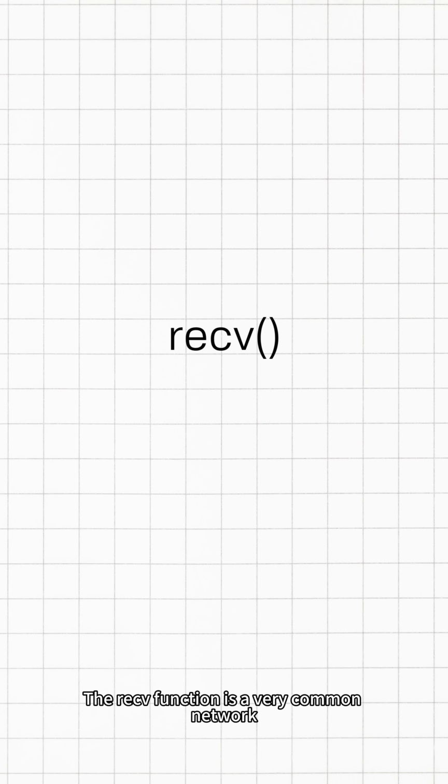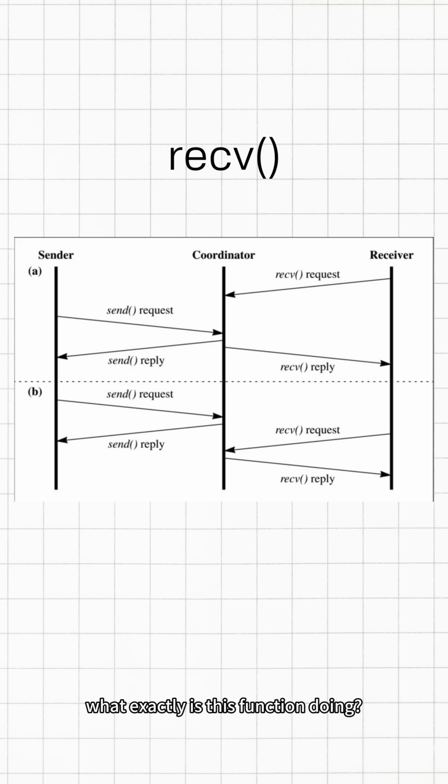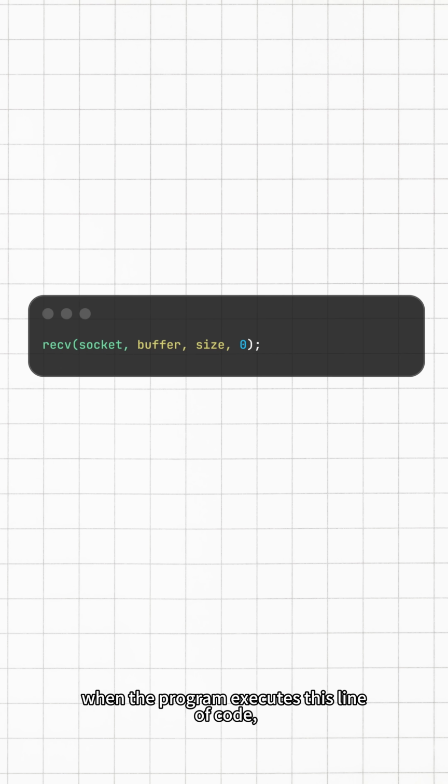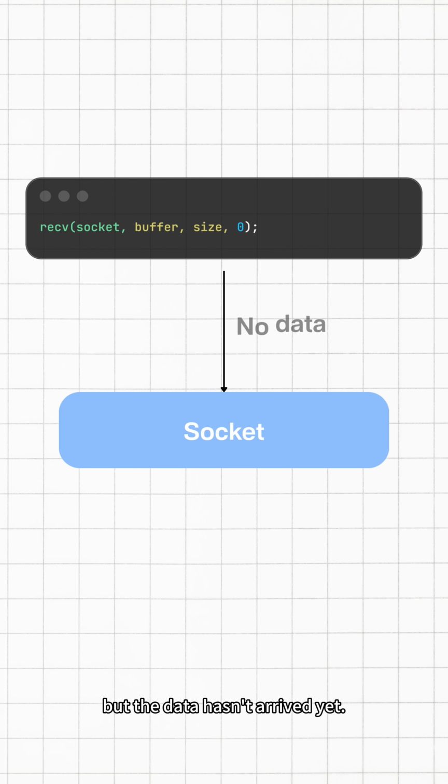The recv function is a very common network function that you probably use every day. But have you ever wondered, if the network data hasn't arrived yet, what exactly is this function doing? For example, when the program executes this line of code, it wants to read data from a socket. But the data hasn't arrived yet. At this point, the recv function cannot simply return data out of nowhere.